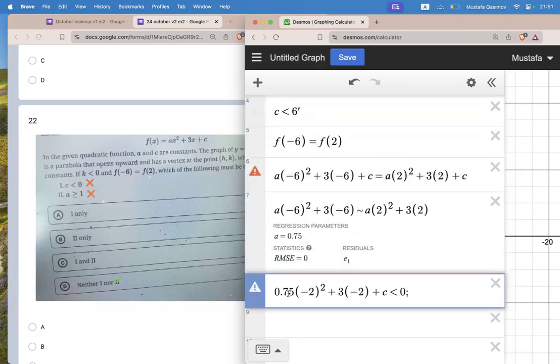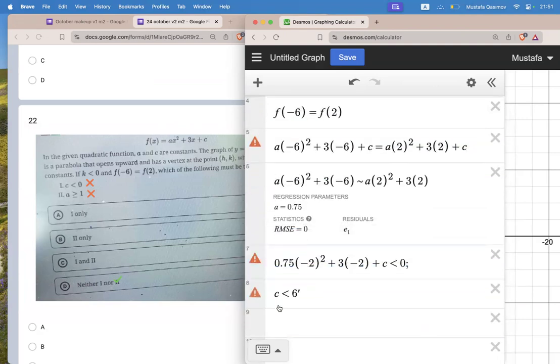Then you have to write it in the equation like this. Then you will get c is less than 6. Then you will get the answer. So the answer is none of them, shortly.